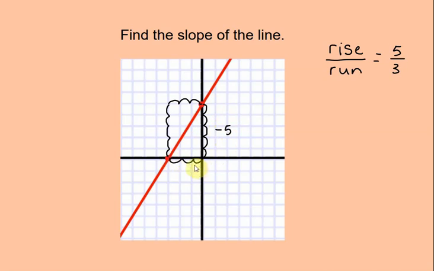So again, if I go up or to the right, it's positive. If I go down or to the left, it's negative. So I rose a negative 5 over negative 3. But a negative divided by a negative is positive. So that would give me a positive 5 over 3. And as you see, I get the same slope no matter what direction I travel from dot to dot.